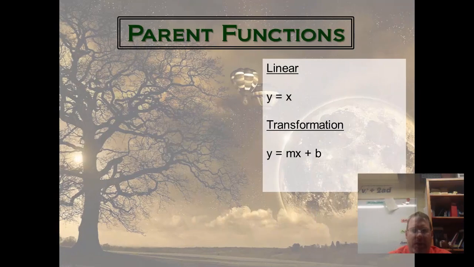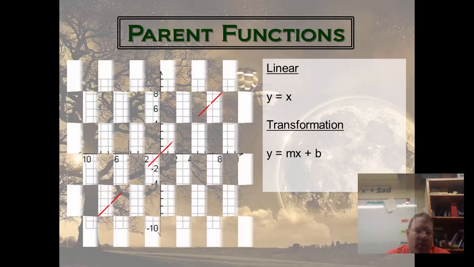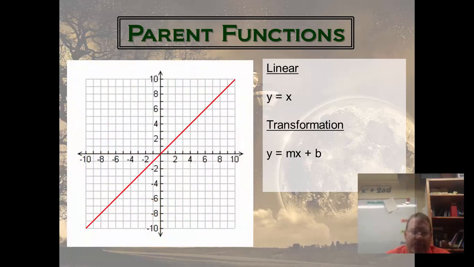So our first parent function is just a linear function, y equals x. You're familiar with the formula y equals mx plus b. You've covered that a zillion times since you've been in math. That's a transformation of the graph y equals x. And if you think about what that graph looks like, there's a 1 in front of that x, which means we have a slope of 1 and a y-intercept of 0. So it looks like that. The m and the b in this particular case make that graph different.